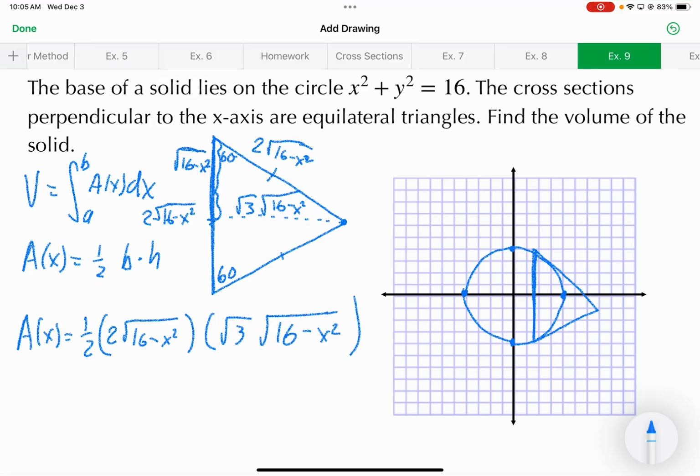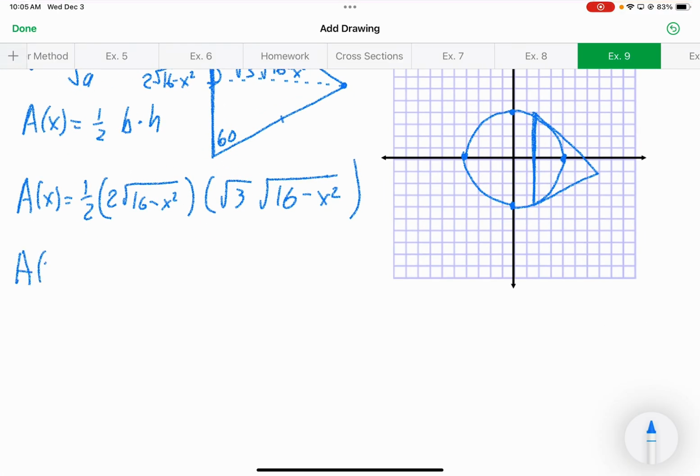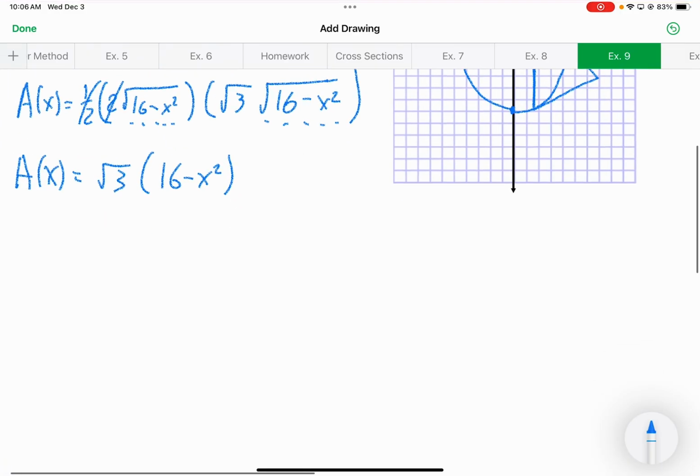Which actually shakes out really nicely, because if I start simplifying things, my half and my 2 cancel out. But then my square roots would multiply and are no longer square roots. So I would have square root of 3 times quantity 16 minus x squared, instead of that being in a square root. So that's the expression for my area. It actually shakes out really nicely, but the setup is a bit wild because you have to step back in time to 8th grade.